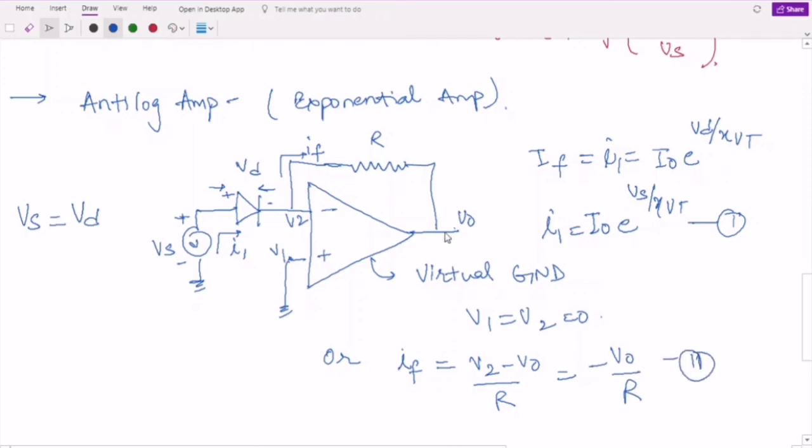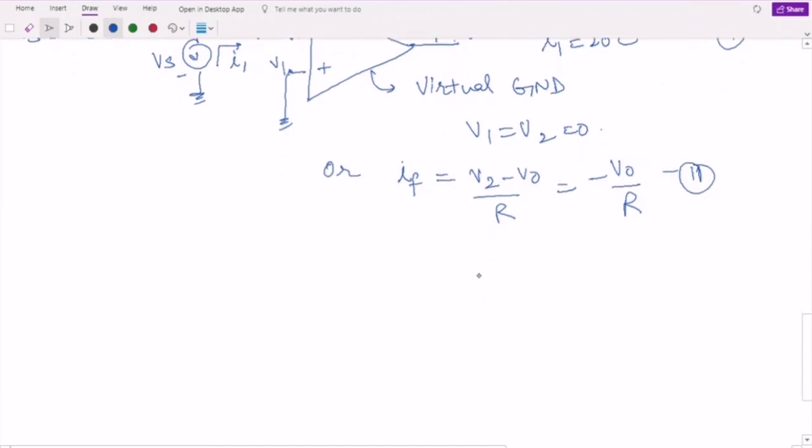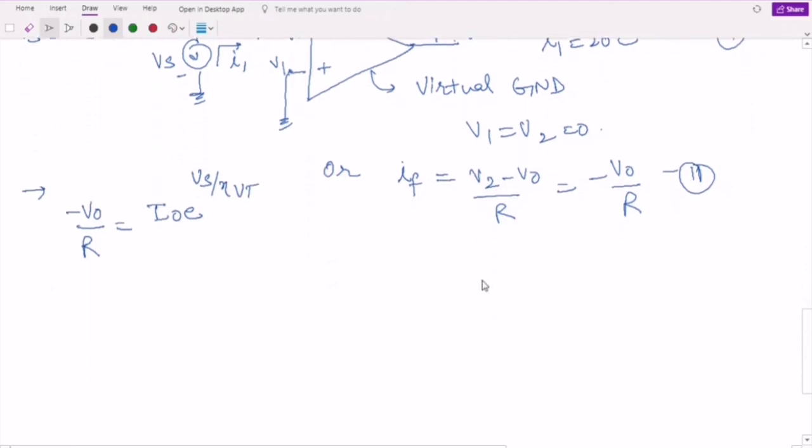So equating these first and second equations, because these are both equal, as I1 is equal to IF, I will write here minus V0 by R is equal to I0 e to the power Vs upon eta Vt. Now you can solve it. You can take R to the right hand side, and you can obtain on the left hand side V0. It is equal to minus R I0, right? V0 is equal to minus R I0 e to the power Vs upon eta Vt.